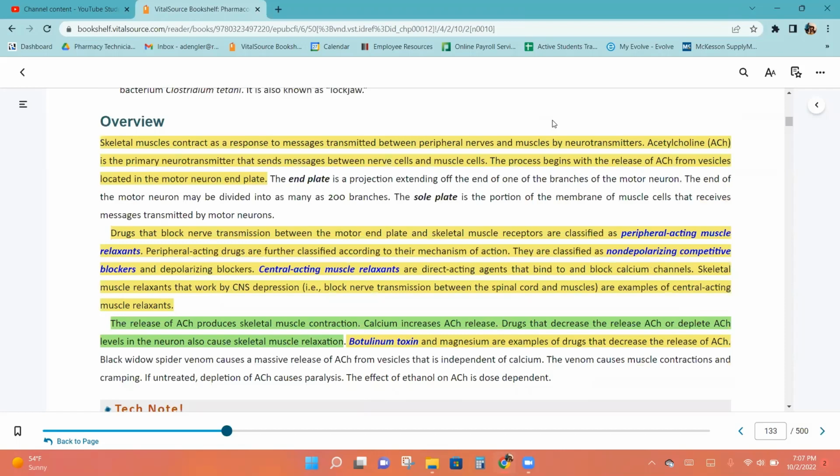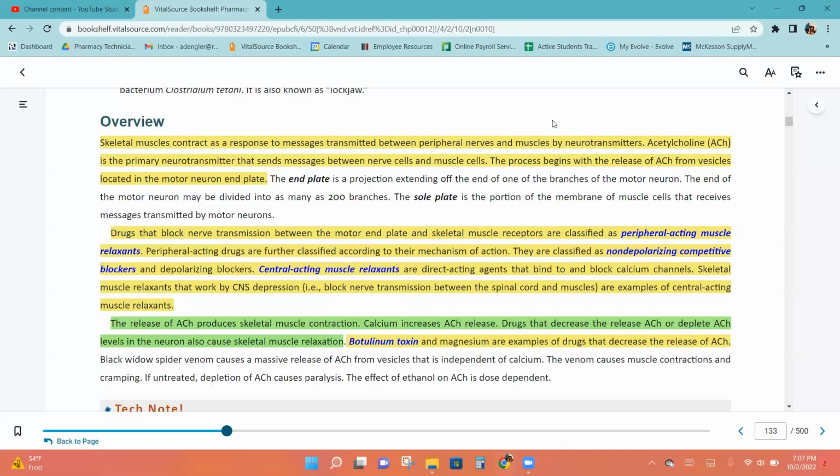Skeletal muscles contract as a response to messages transmitted between peripheral nerves and muscles by neurotransmitters. Acetylcholine is the primary neurotransmitter that sends messages between nerve cells and muscle cells. The process begins with the release of acetylcholine from vesicles located in the motor neuron's end plate. The end plate is a projection extending off of the end of one of the branches of the motor neuron. The sole plate is the portion of the membrane of muscle cells that receives messages transmitted by motor neurons.